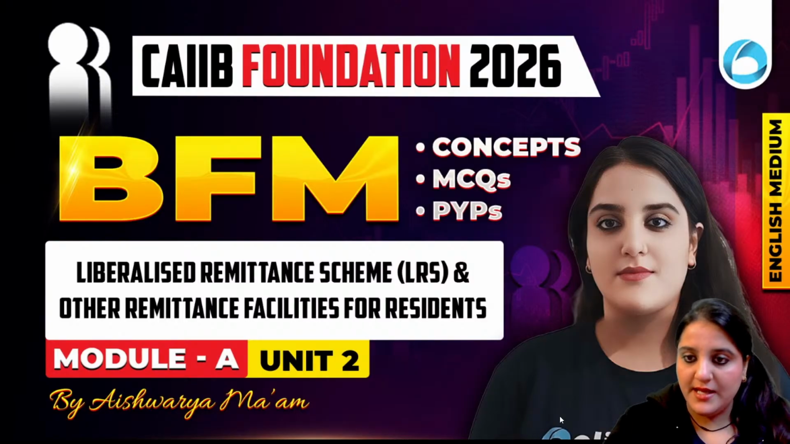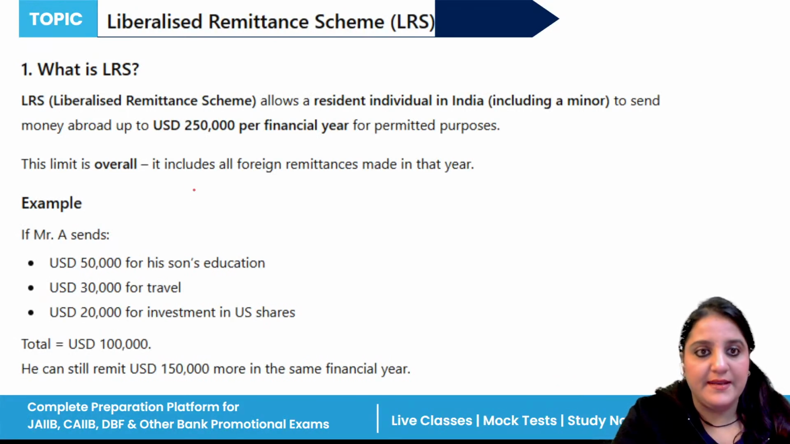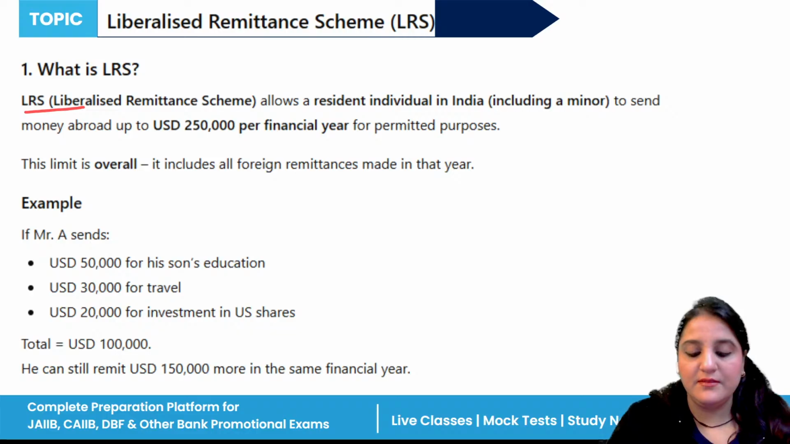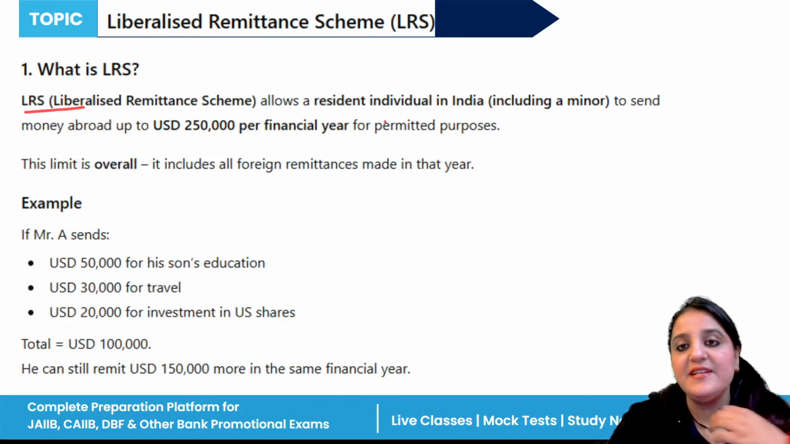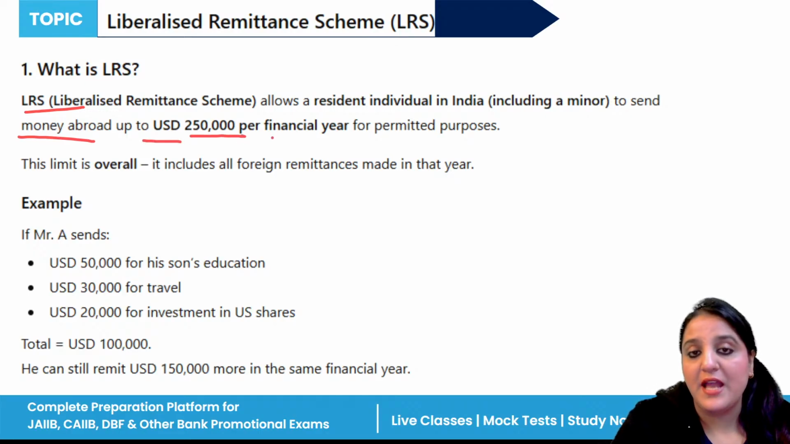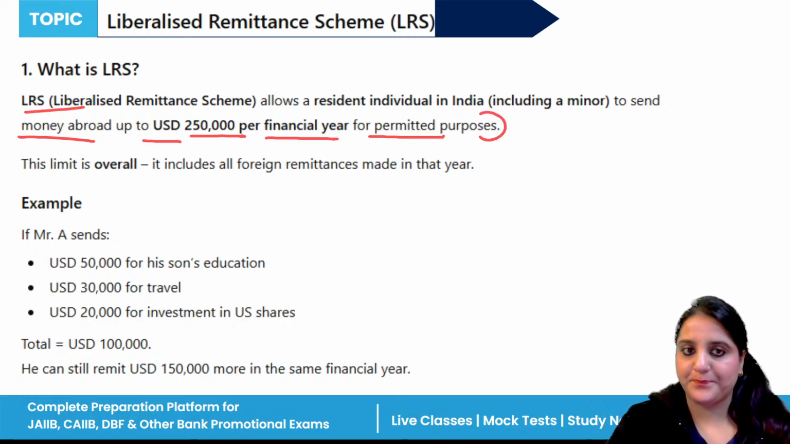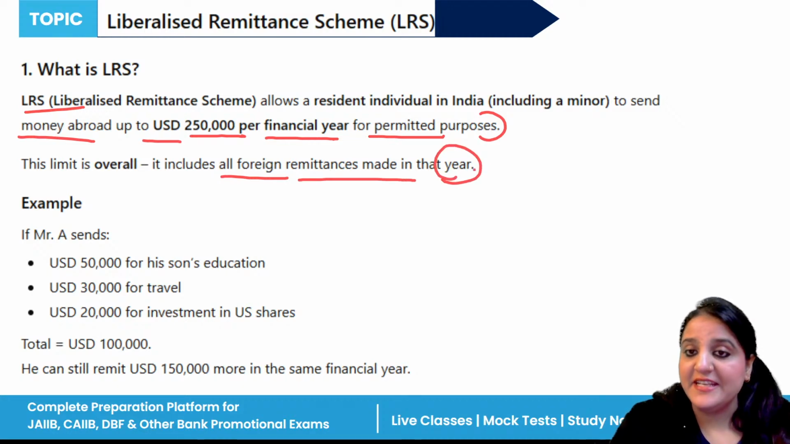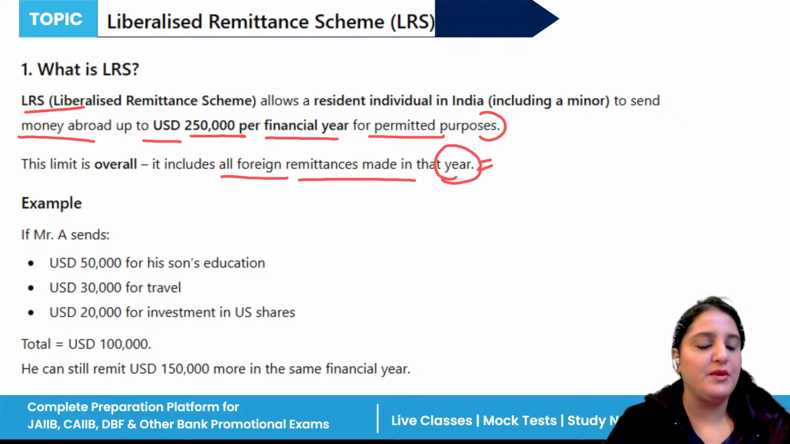So let's start with the class. LRS allows a resident individual in India to send money abroad up to US dollar 250,000 per financial year for the permitted purposes. This limit is overall. It includes all foreign remittances made in that year. Okay, so only US dollar 250,000 remittance is allowed.